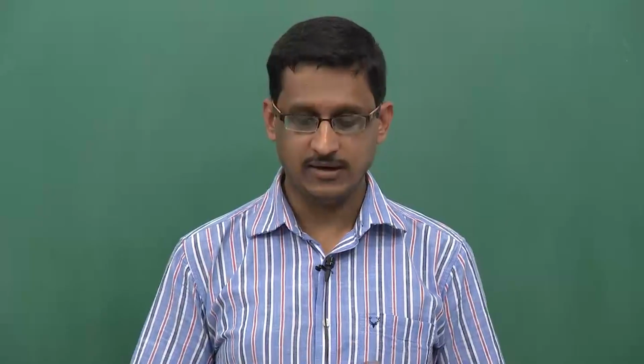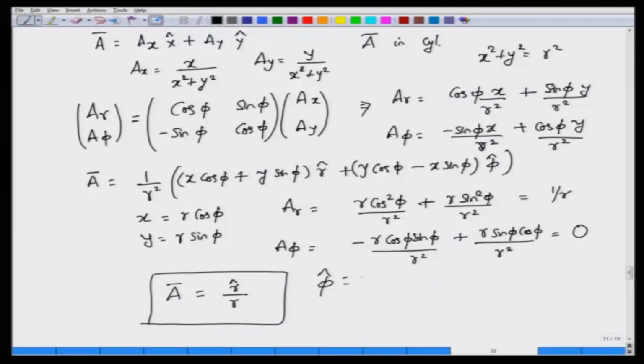Does it really mean that if A phi is equal to 0, that is any phi component is equal to 0, does this imply that phi is equal to 0? No, phi is not 0. Just because there is no phi component, it does not mean that phi is also equal to 0. In fact, phi is given by inverse tan of y by x.